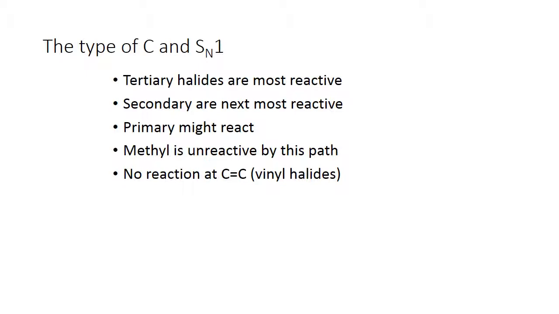Methyl carbocations are unreactive to SN1 reactions because a methyl carbocation has no stabilization from alkyl groups attaching and undergoing hyperconjugation to stabilize the carbocation. And of course, we've seen that no nucleophilic displacement can occur on carbon-carbon double bonds because the carbon is sp2, and so there's no reaction at sp2 carbons.